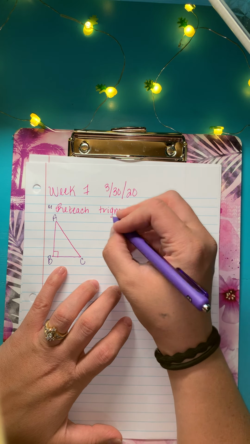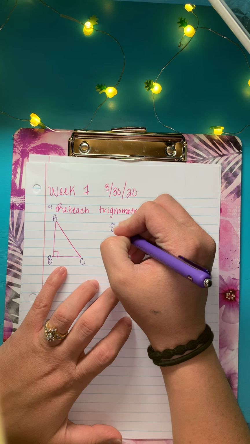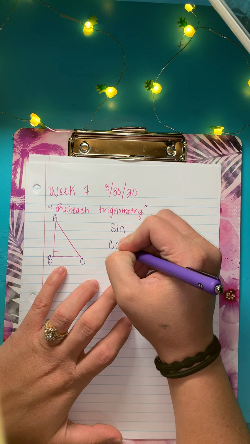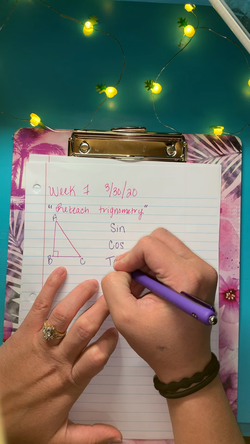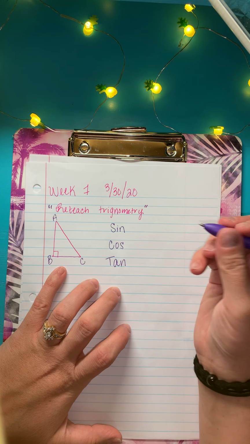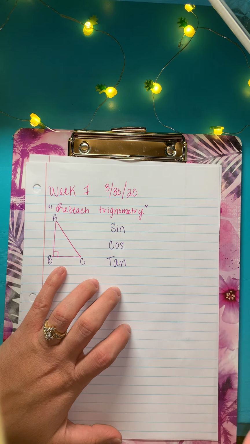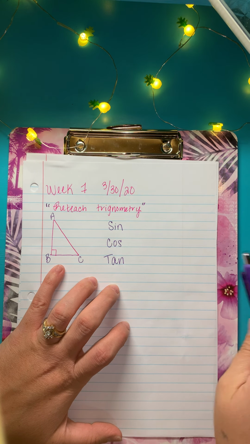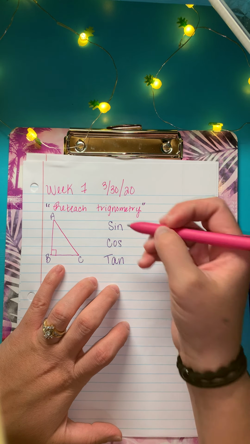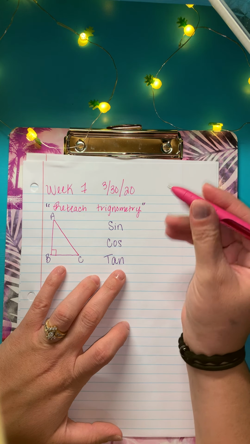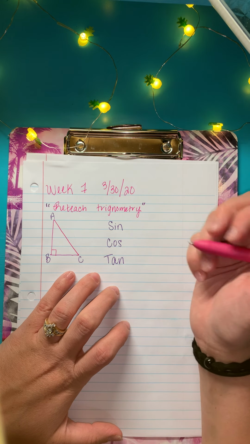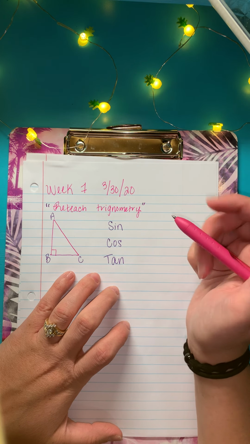So the first thing we want to look at is the three trig functions: sine, cosine, and tangent. These are abbreviations for the long words. This is how you typically write them. This is how you typically see them. You don't ever really see them spelled out. So these three trig functions use different sides of the triangle based on what angle you have information about.